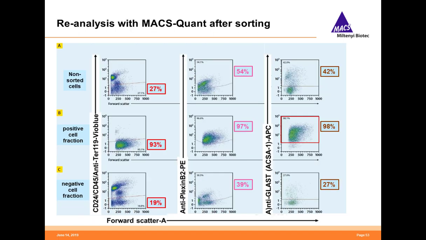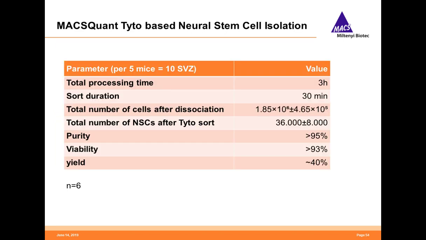This slide now shows an example of a MACSQuant Tyto-based separation. In the first row, you see the non-sorted cells. In the second row, the positive target cell fraction. And in the third row, the negative cell fraction. And when we have a look at the sorted neural stem cells in the second row, we see that the CD24, CD45, and TER119 positive cells are efficiently depleted, and the plexin and GLAST positive cells are enriched to 97% and 98% respectively. So that means we have here really high purity of the neural stem cells in the positive fraction.